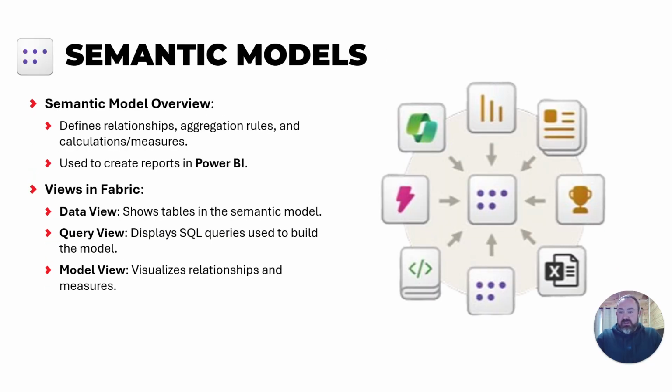Semantic models. In the semantic model overview, we define relationships, aggregation rules, and calculations and measures, and it's used to create reports in Power BI. Views in Fabric: the data view shows the tables in the semantic model, the query view displays the SQL queries used to build the model, and the model view visualizes relationships and measures.